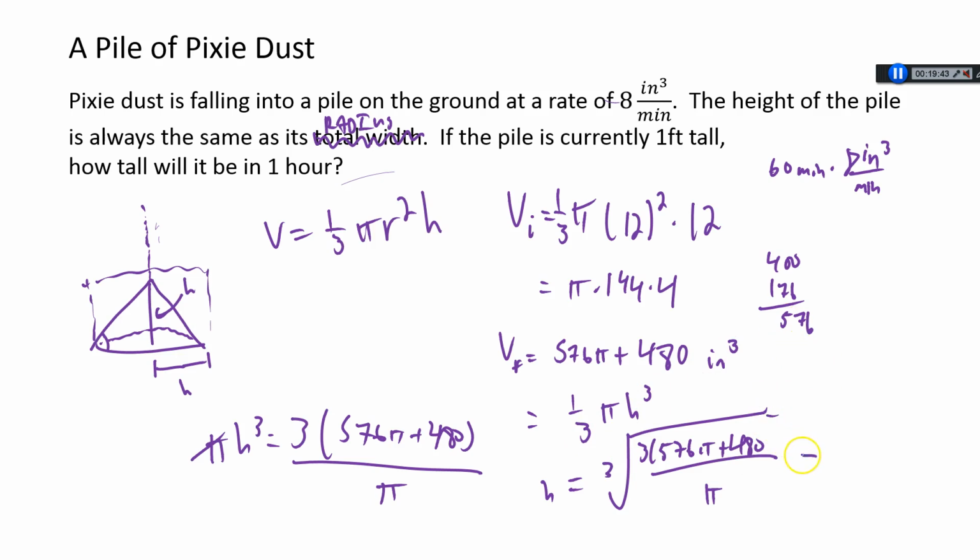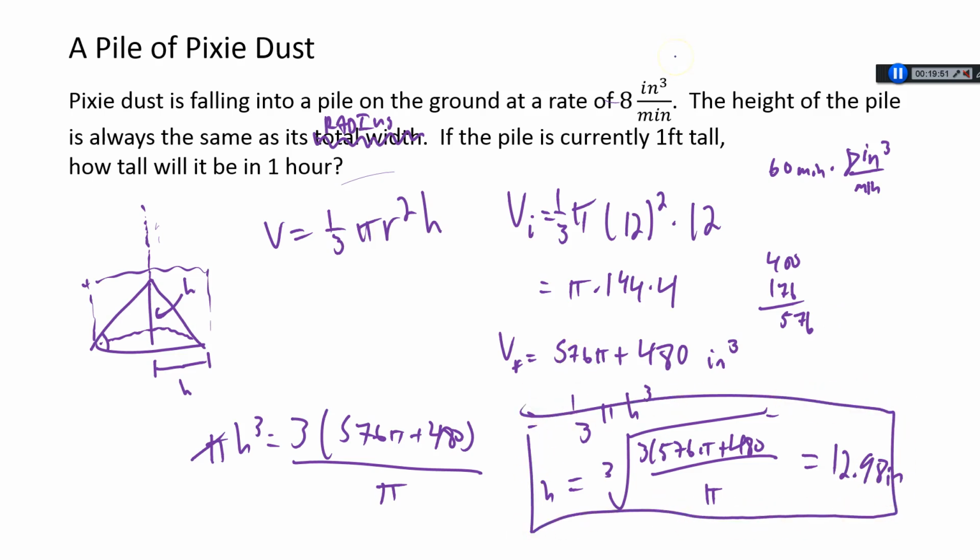If you grab a calculator to do that, I believe it ends up being about 12.98 inches. So in the course of an hour, even though it's falling at 8 cubic inches per minute, that's pretty fast, a lot of that ends up going towards making it wider. And it actually doesn't get a whole lot taller. I always thought that was kind of interesting.